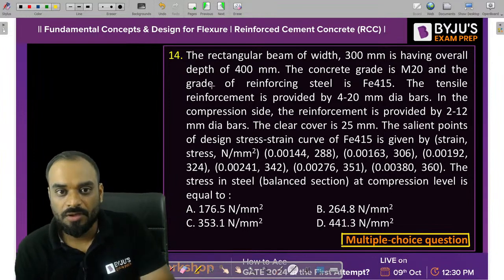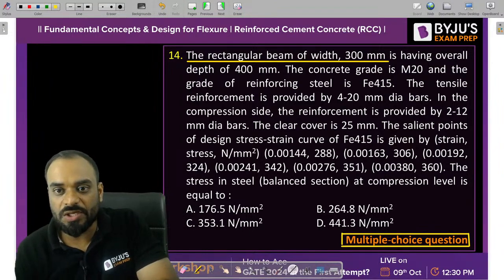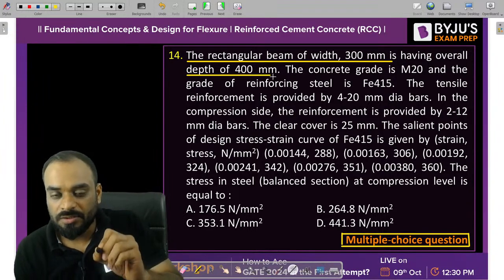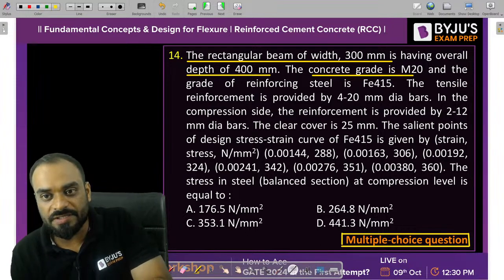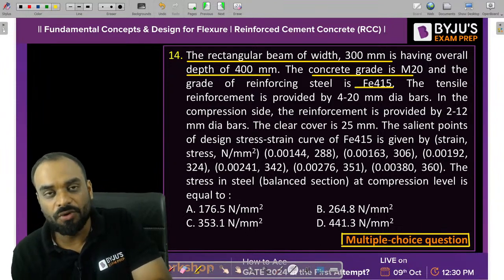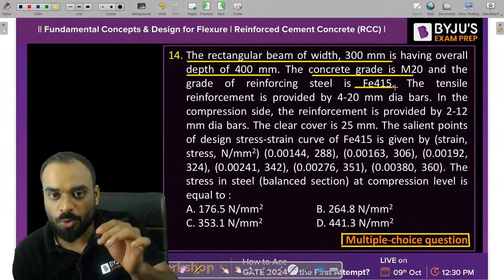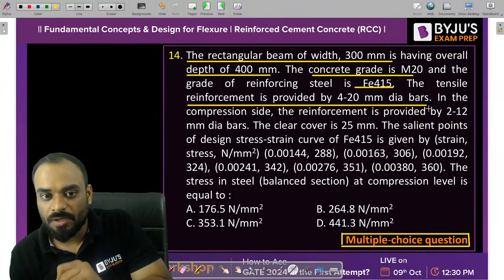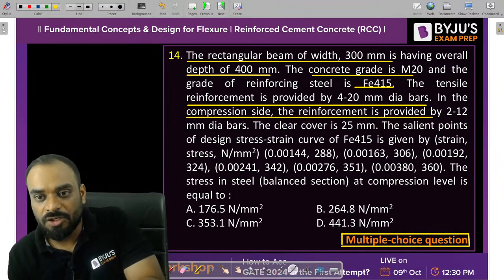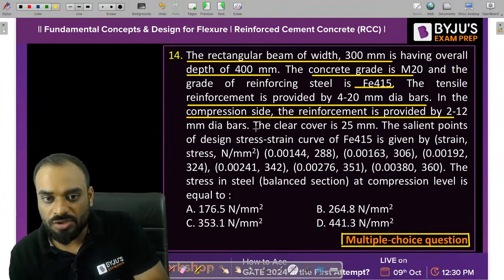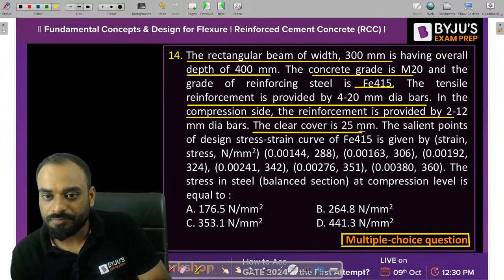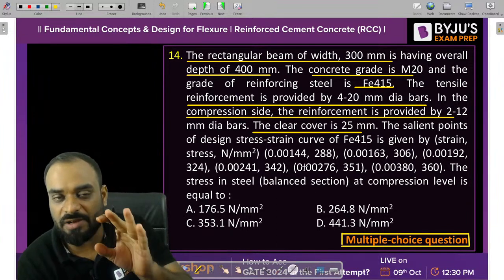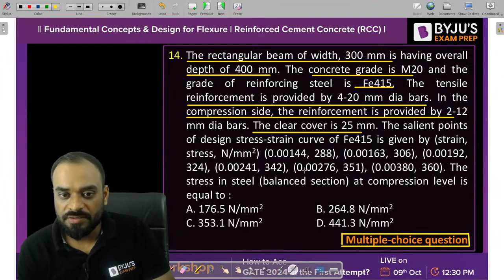Let's read first. The rectangular beam whose width is equal to 300, having an overall depth of 400 mm. The concrete grade which we are using over here is M20 and grade of steel is 415. The tensile steel is provided by 4 bars of 20 mm dia. In the compression side, the steel is 2 bars of 12 mm dia. Now clear cover on both sides is 25 mm. These are the values which are given to us. That means the stress versus strain value is given in this particular statement also, guys.